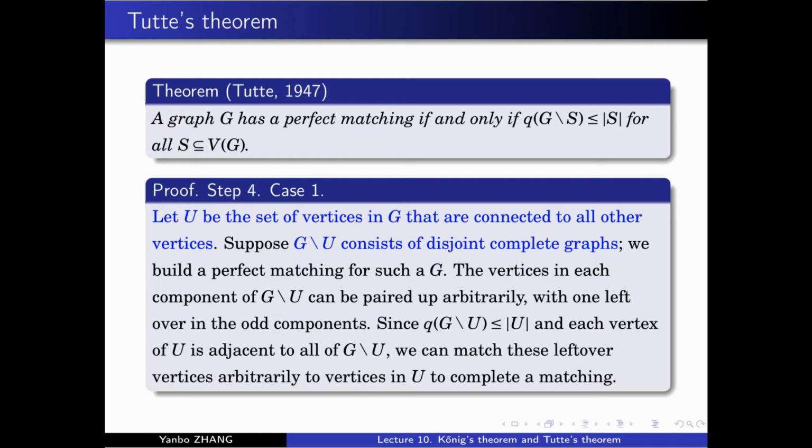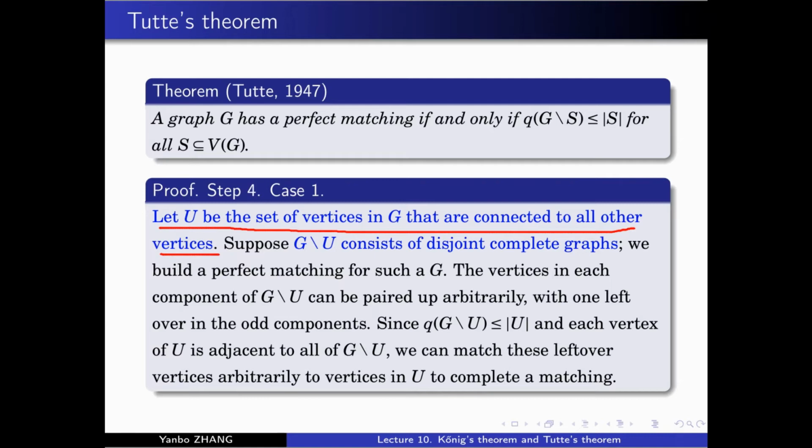Now we come to the next step. Let U be the set of vertices in G that are connected to all other vertices. That is to say, every vertex of U has degree n-1. Note that maybe there is no such vertex with degree n-1. Then U is an empty set. The following discussion still holds. Now we let U be the set of vertices whose degree is n-1.